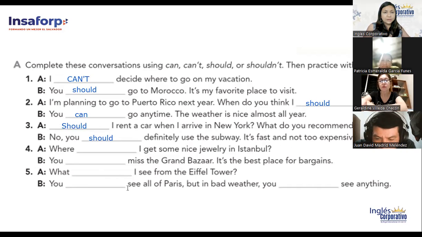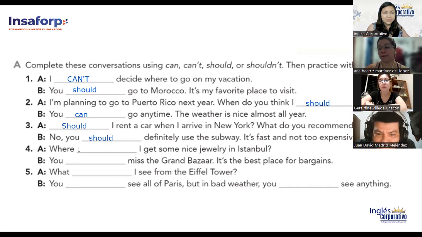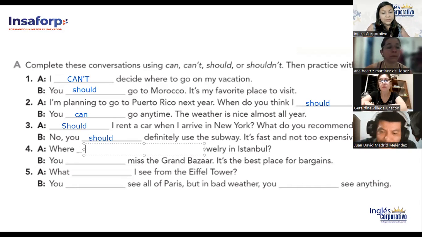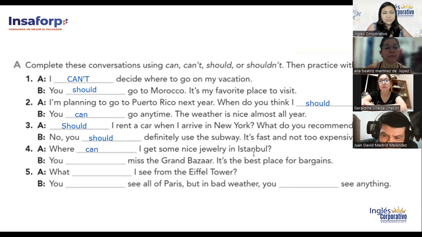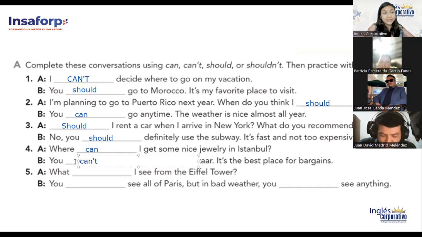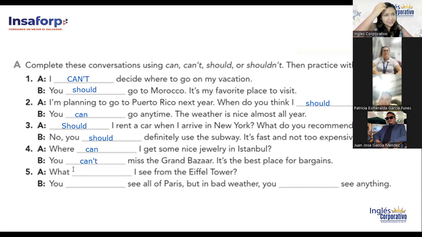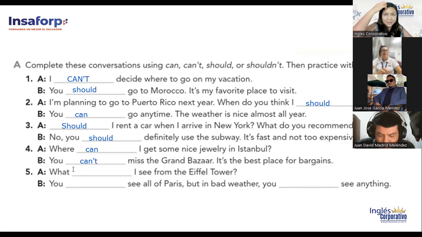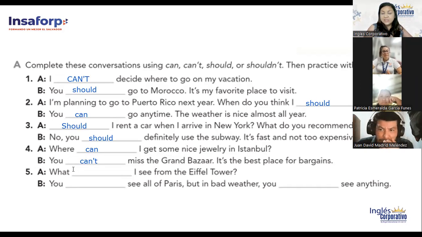And number four. Where can I get some nice jewelry in Istanbul? You can go to the Grand Bazaar. It's the best place for bargains. Okay, and the last conversation.